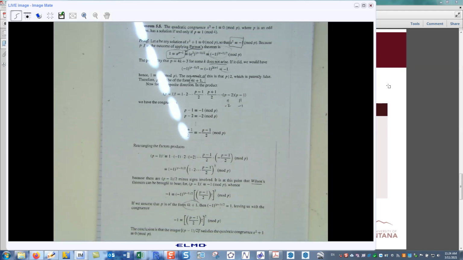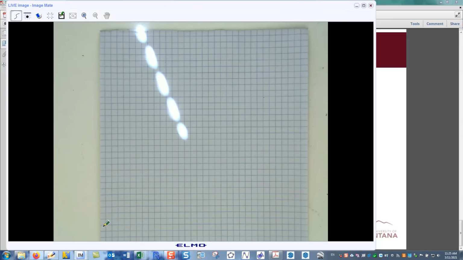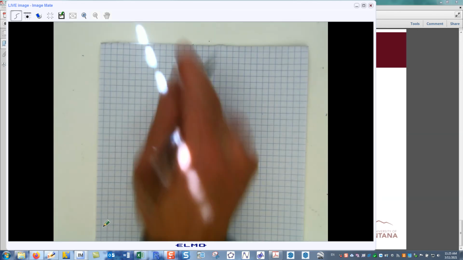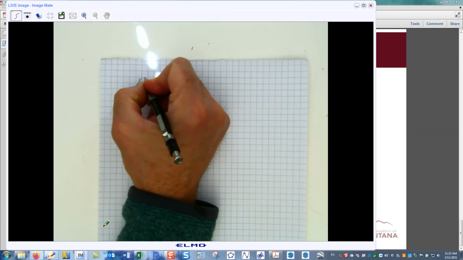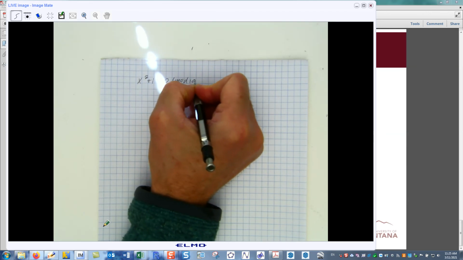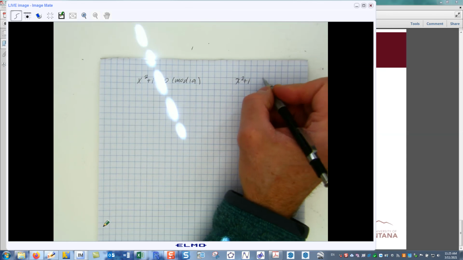So let's take a look at an example. The idea is: given two quadratic congruences below, which one will have a solution, and then find it. Of course, our quadratic congruence explorer would find these for us, but let's go ahead and do this really quick. I should have written them down before I moved, but they are x squared plus 1 congruent to 0 mod 19, and x squared plus 1 congruent to 0 mod 17.